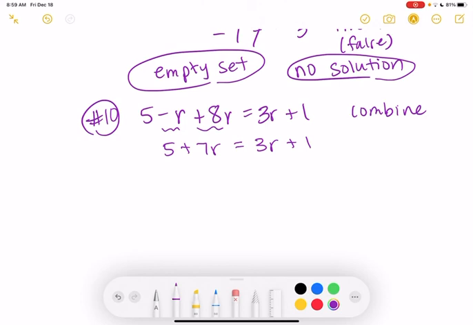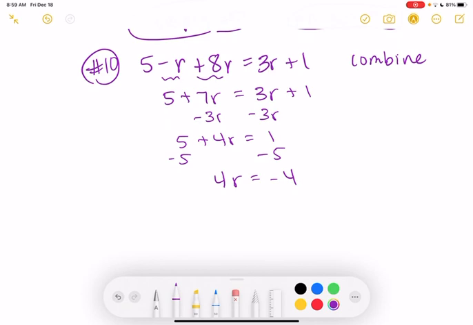Next, I'm just going to subtract the 3r. Again, lots of different options there. So right now I have 5 plus 4r equals 1. And I want to go ahead and get that r by itself, so I'm going to subtract 5 from both sides. So I have 4r equals a negative 4. Then I want to divide by 4, so I get r equals a negative 1.